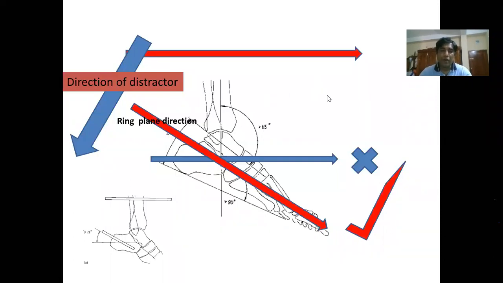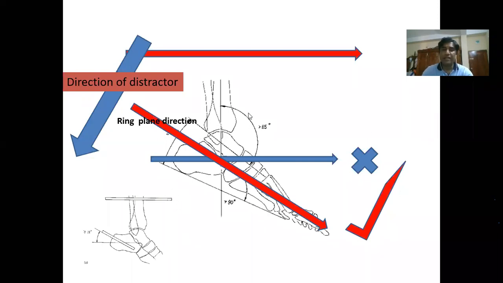And what is that? Is that the normal axis of the calcaneum, when the equinus is there, it goes relatively parallel to the transverse plane, and you have to put the ring in an oblique manner with respect to the plane. And how should you put the distractor?